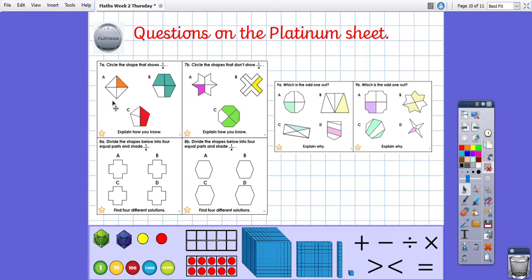And then platinum, you've got to circle the shape that shows 1/4 and explain why you chose that one and how you know. Divide these tricky shapes into quarters and shade 1/4, and then decide which is the odd one out and explain why. I hope you enjoy finding and recognising quarters today, and I'll be back tomorrow with some more maths for you.